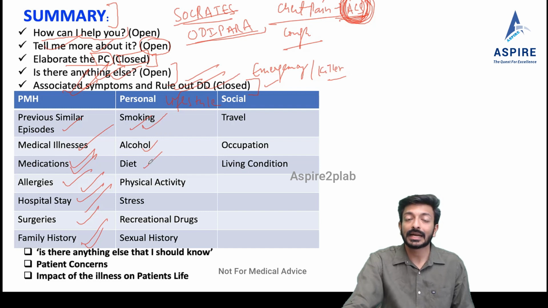That's it. Diet, what kind of diet do you follow? Do you include fruits and vegetables in your diet? Physical activity, are you physically active? Do you do proper exercise or daily exercise? Are you stressed?